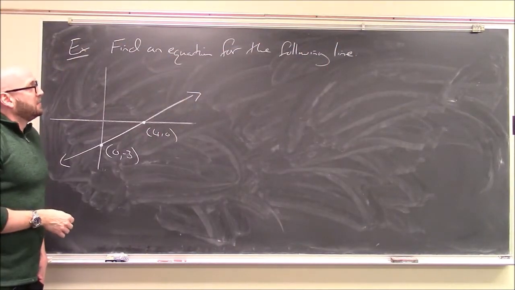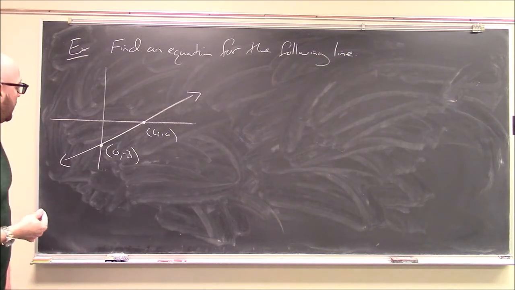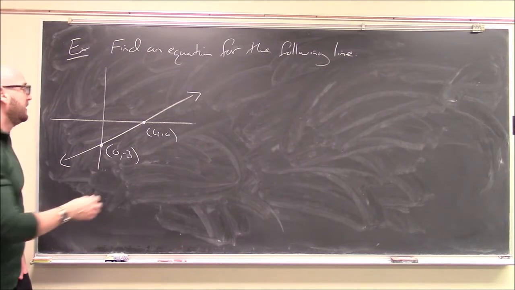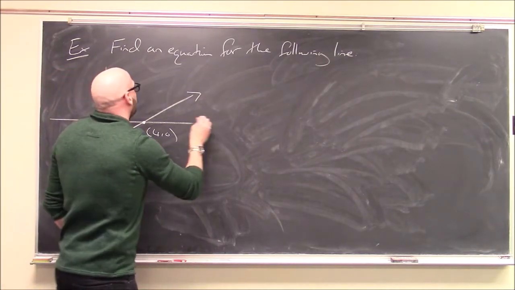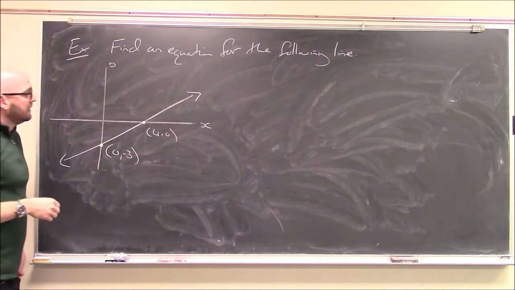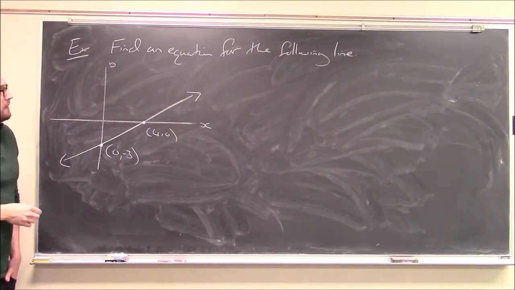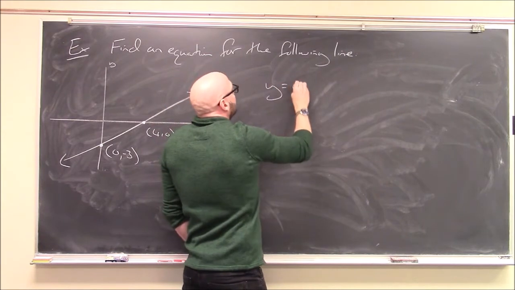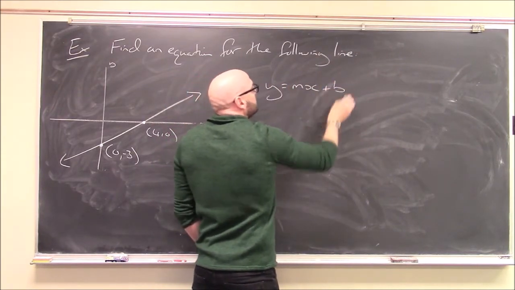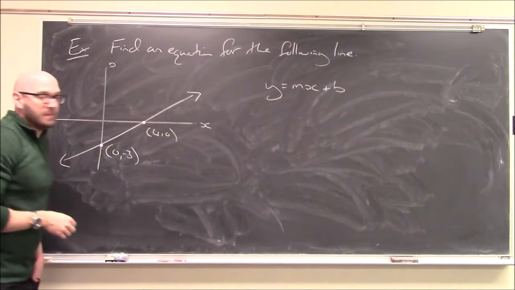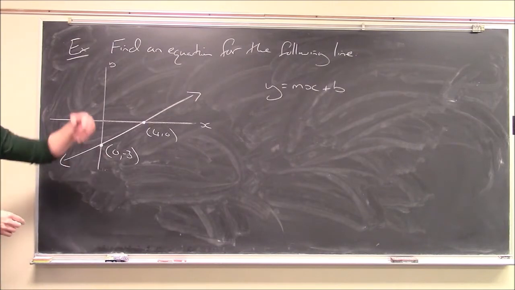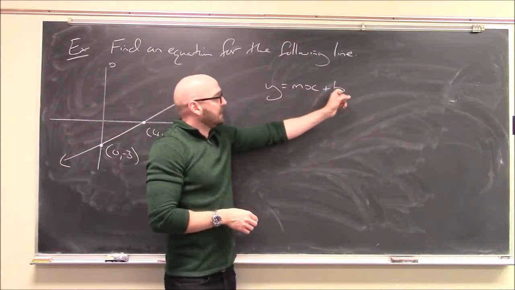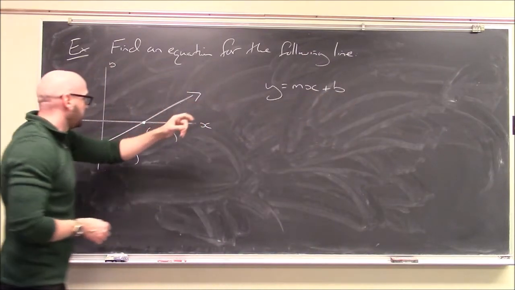Alright, so our next example is find an equation for the following line. And I've drawn the line, so here's our line. I don't usually label my x and y axes, by the way, but there they are, x and y. And here's our line, and we want to find an equation. Well, we know one form of an equation for a line is y equals mx plus b, which means to fill in all the blanks, I need two pieces of data. I need b, which is my y-intercept.